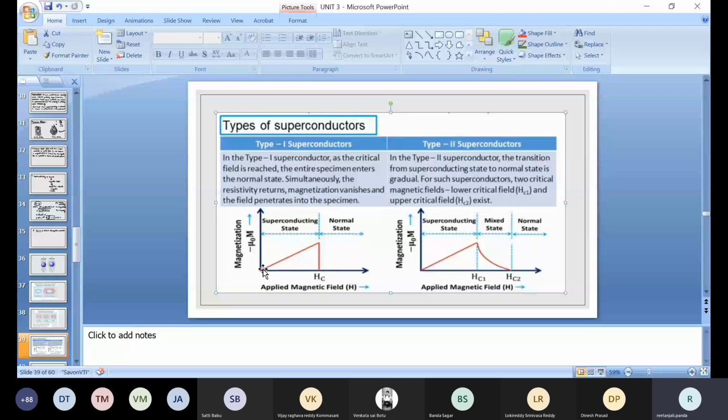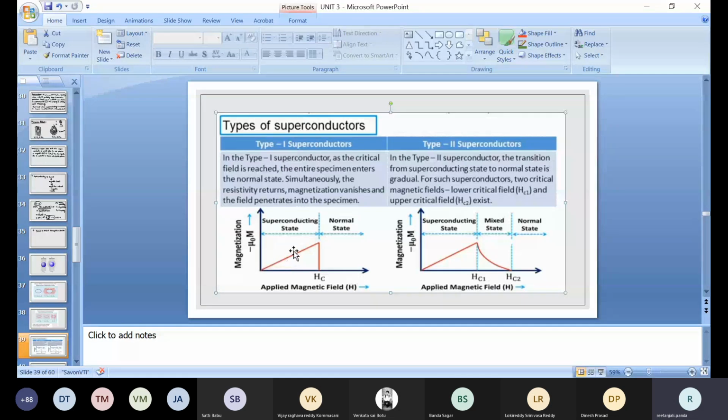So if we are increasing the external magnetic field that we are applying, the magnetization of the material is going to increase proportionally. That means if I am increasing the magnetic field by 2 units, then magnetization will also increase by 2 units. That is what this straight line is representing.